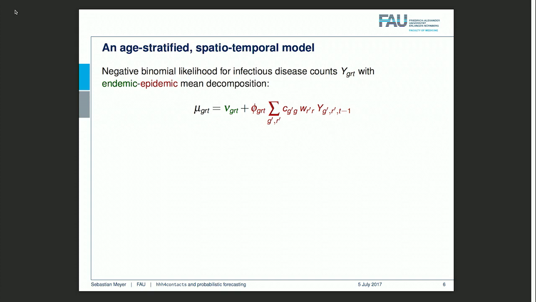Here you see the counts denoted by Y, in an age group G prime, in region R prime, in the previous week T minus 1. And these previous counts are weighted by 2 separate weights. And I sum over all these other age groups, and then I get the mean incidence in the current age group G in region R in week T.